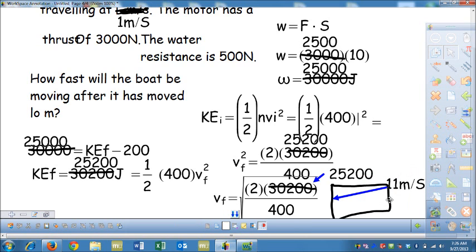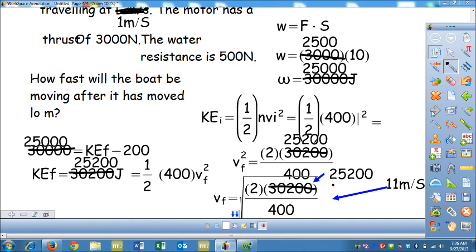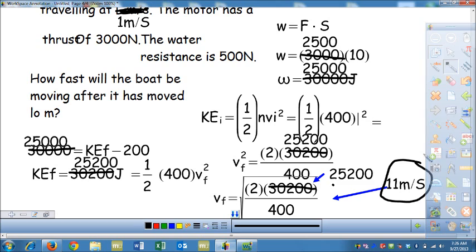Okay, 11 meters per second. That's our answer. I'm sticking with it. Okay, did you get anything like that, or did I make another mistake? Let's assume for now that I didn't.